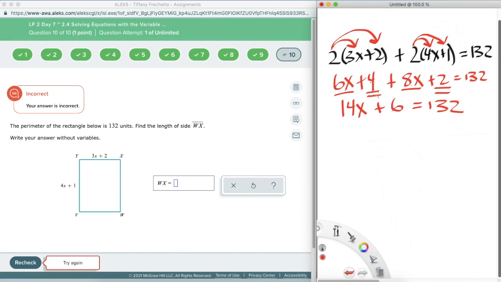All right, so now we want to start solving. We have simplified all the way down to a two-step equation. What's being added or subtracted to the variable? Well, we're adding 6, so I'm going to subtract 6. And you get 14x, 6 minus 6 cancels, and you end up with, what is that going to be? 126, right? So we have 126.